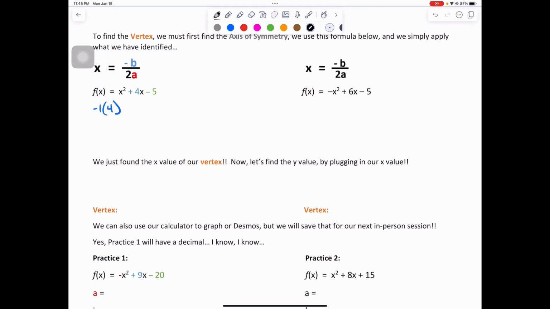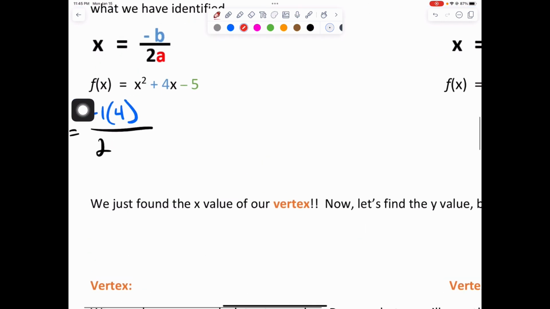Let me actually put the x equals out front. We will set that over the number 2 times our a value. Well, what's that imaginary number in front of our x squared? Great job.